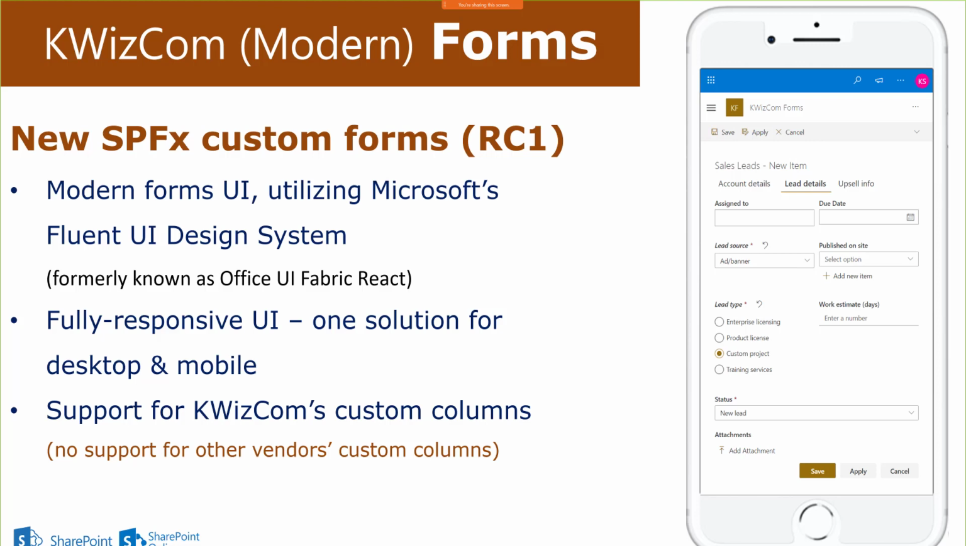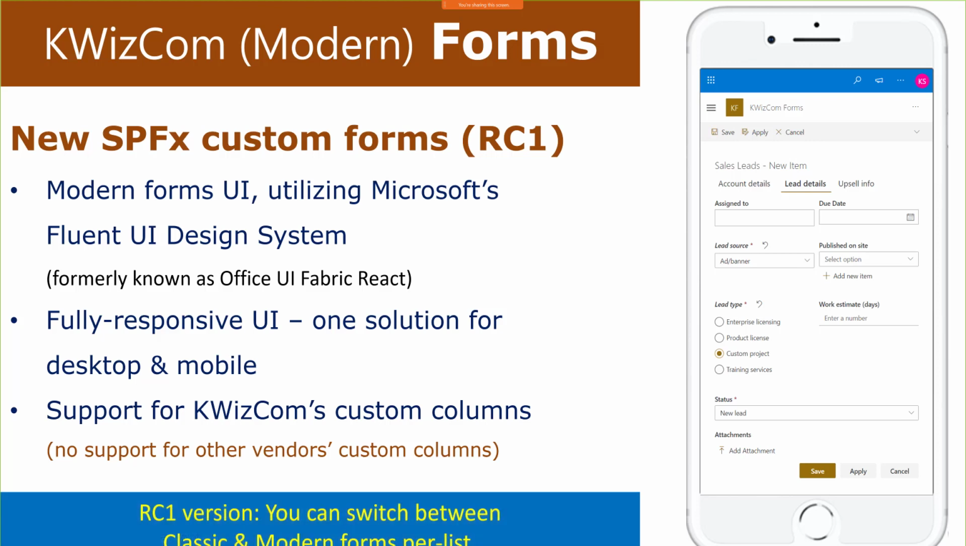Now the nice thing is that you can choose. You can work in a classic list with our classic forms. You can work on a classic list with our modern forms. Same goes with modern list. You can work on a modern list or library with our classic forms or with our modern forms. It's just clicking one button. I'll show you where you choose if you want the new modern forms or the classic forms.